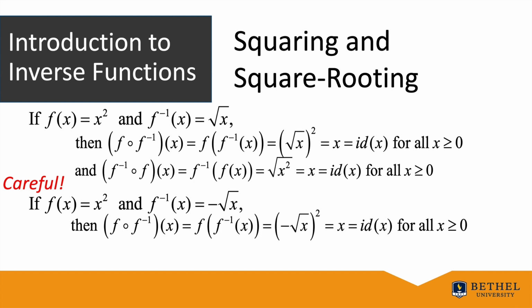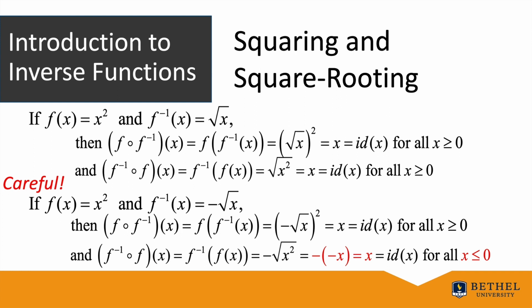When we compute f compose f inverse of x, we ultimately get the negative square root of x quantity squared. That negative sign will go away to give us x, the identity function evaluated at x. Here we are assuming the input is greater than or equal to 0 because that's the domain of f inverse. On the other hand, when we reverse the composition and compute f inverse compose f, we ultimately get negative square root of x squared. This is the trickiest part.